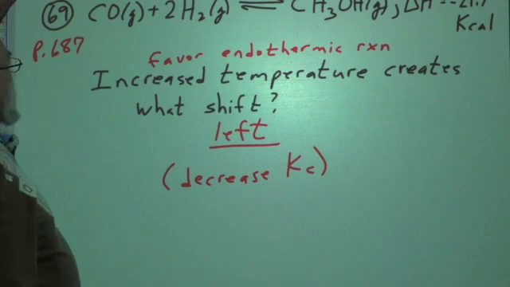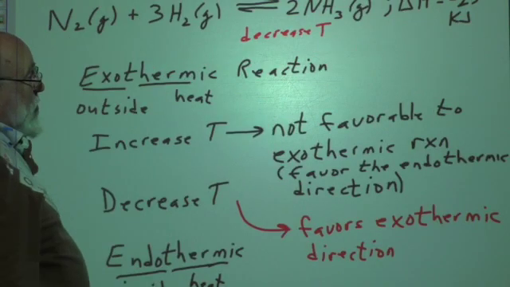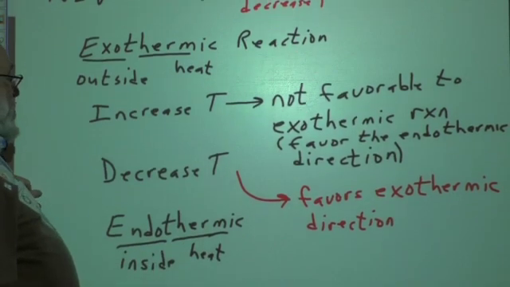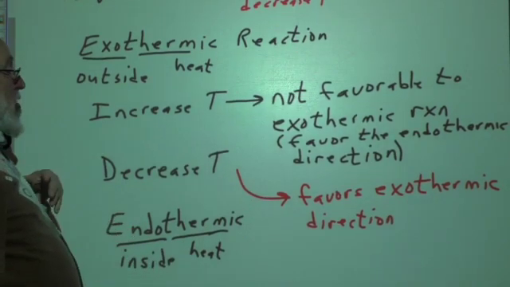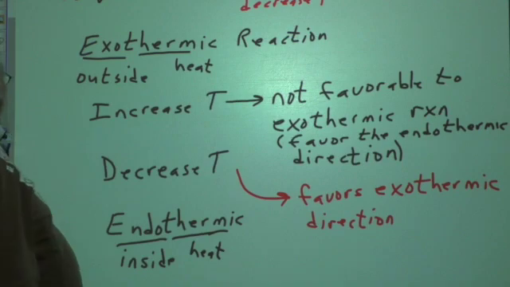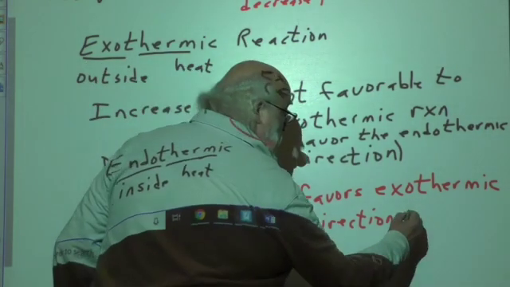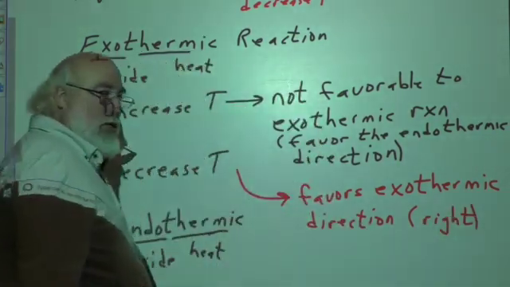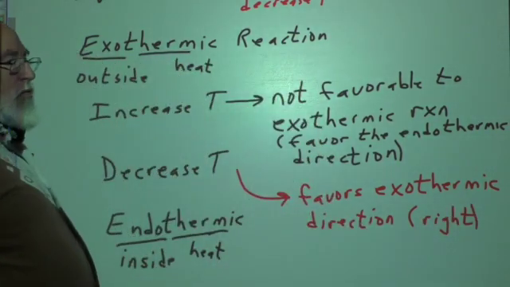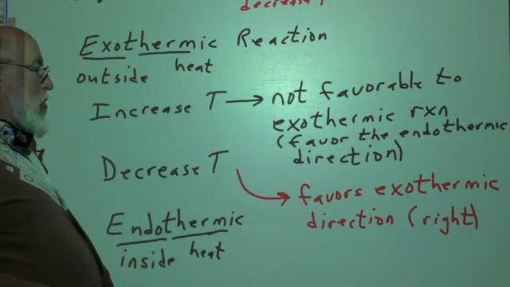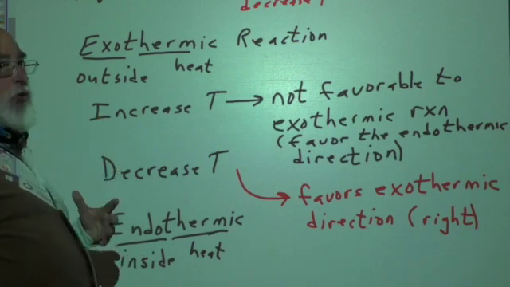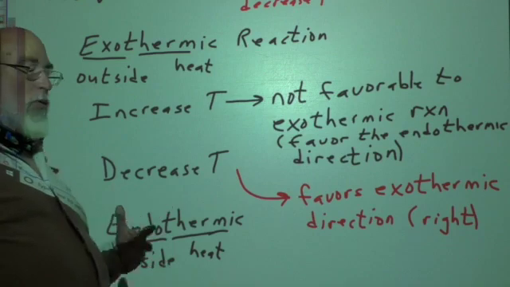Over in the previous situation where I was talking about Haber's process, he decreased the temperature so that he could favor the exothermic direction, which means that he was basically shifting it to the right. So it isn't a matter of endothermic or exothermic in terms of what happens to K, it's a matter of which direction is going to shift the equation.